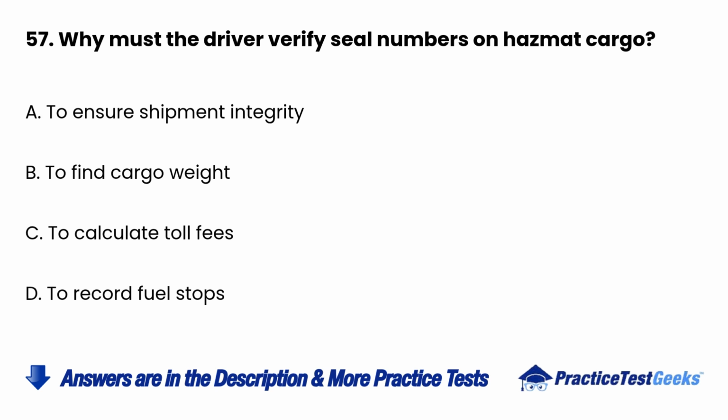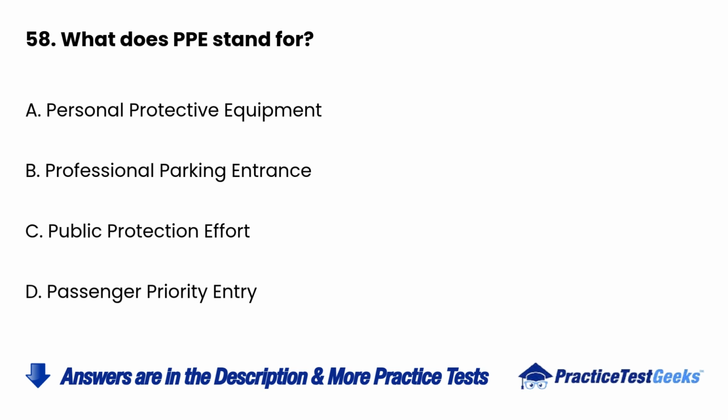57. Why must the driver verify seal numbers on hazmat cargo? A. To ensure shipment integrity. B. To find cargo weight. C. To calculate toll fees. D. To record fuel stops. 58. What does PPE stand for? A. Personal protective equipment. B. Professional parking entrance. C. Public protection effort. D. Passenger priority entry.